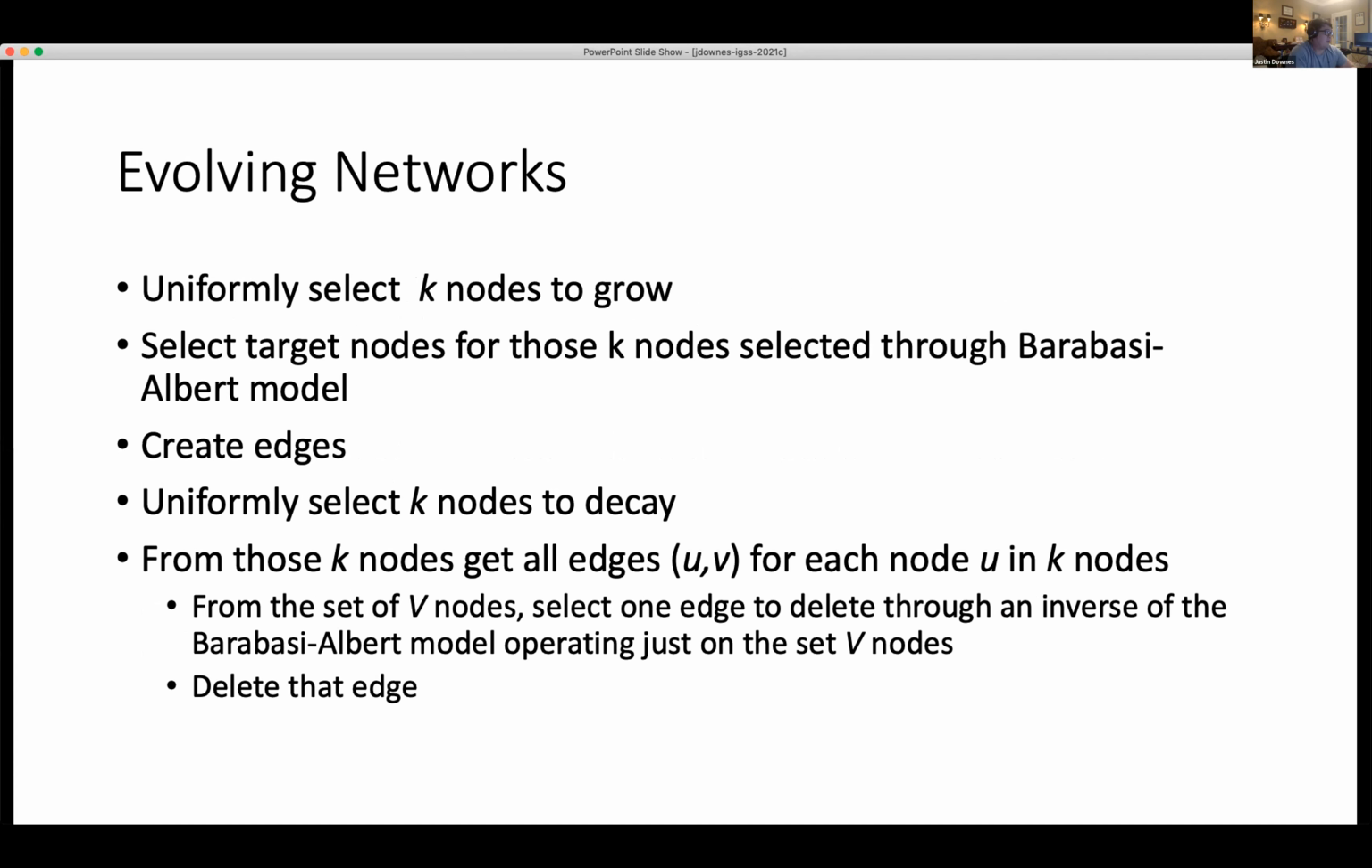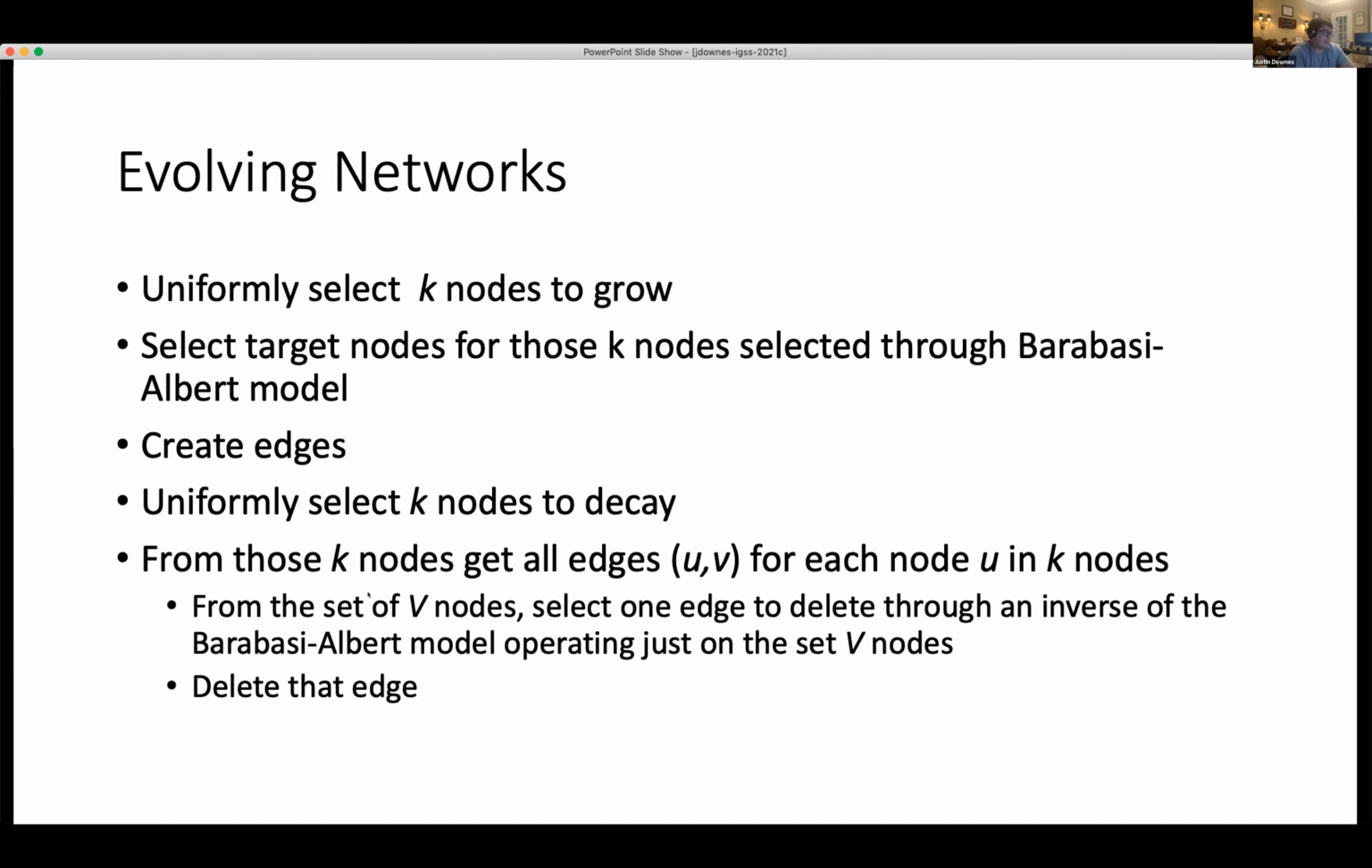algorithm I developed. We select a k number of nodes to have their edges in the network grown, and we select opposite edge nodes for those k nodes using the normal preferential attachment, and then we create edges. So these k nodes have their edges grown similar to as if they just joined the network fresh using preferential attachment. Then we select k nodes to decay.